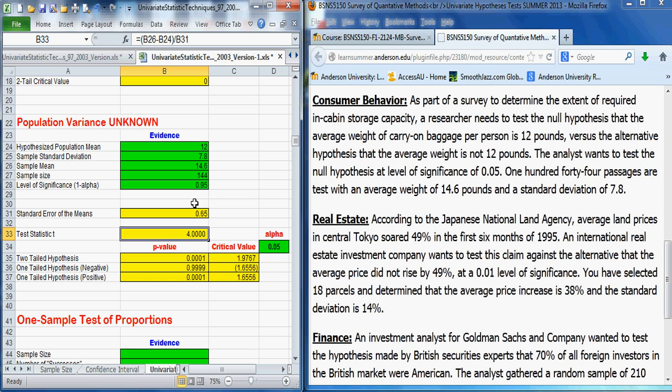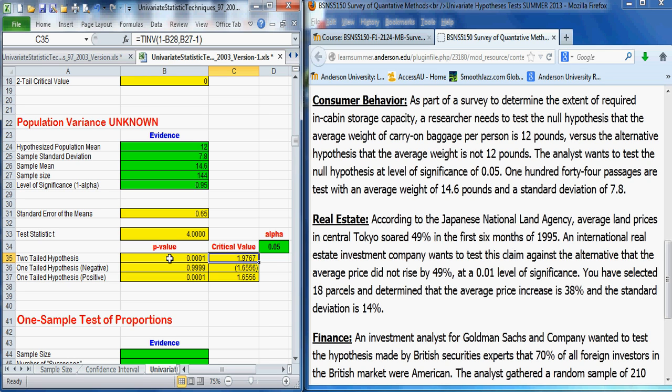And since it is straight equality, remember it was average weight is equal to 12 pounds, it's a two-tailed test. We see that the critical value is 1.9767, which is less than our test statistic. So our test statistic is larger. Since it is larger, we would reject the null.